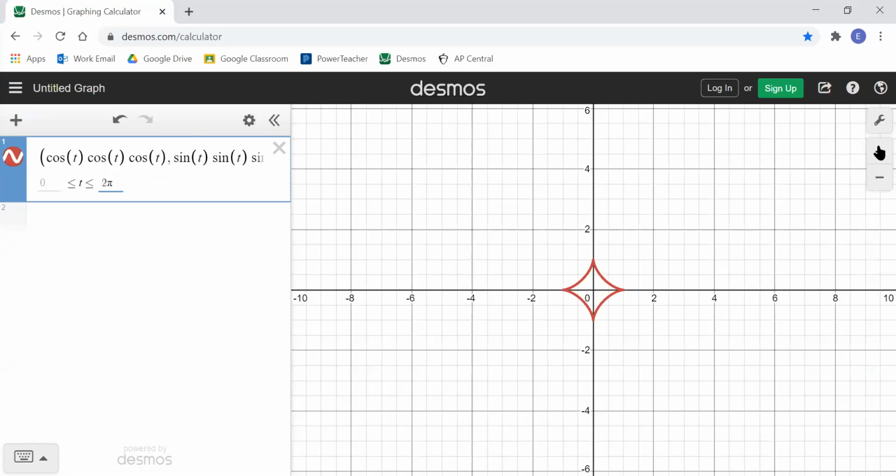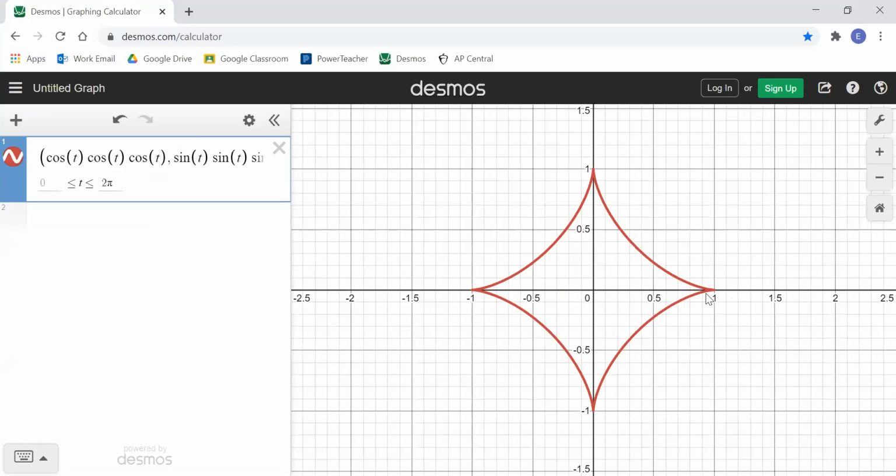Looks like this. It's got these cusps at 0, at pi over 2, at pi, and at 3 pi over 2. And just so long as the cosine cubed and the sine cubed don't have coefficients on them, each of these 4 pieces will be identical. So effectively, we could just do one piece of it and multiply it by 4.